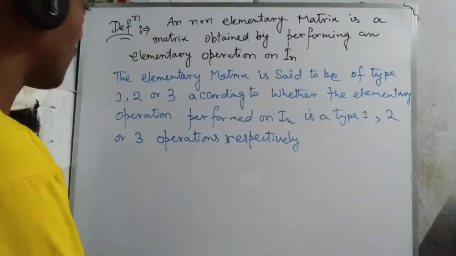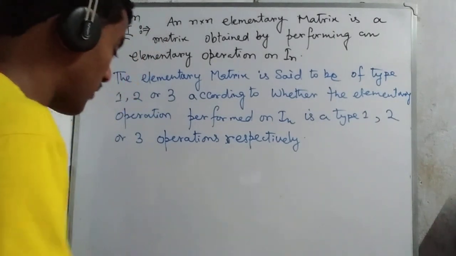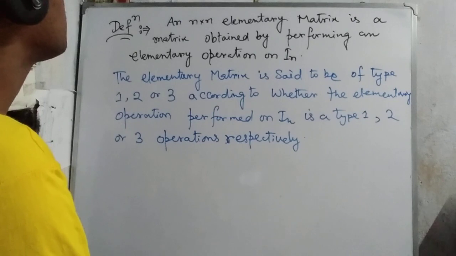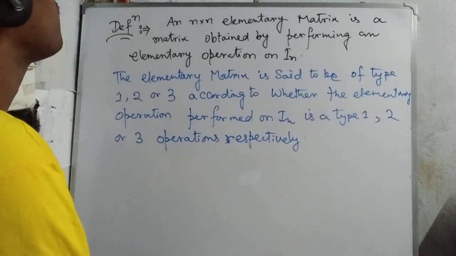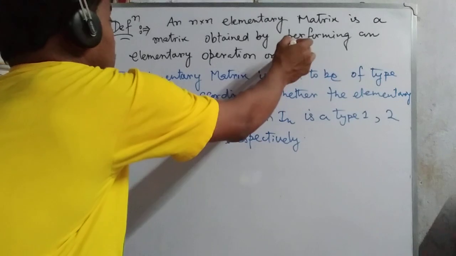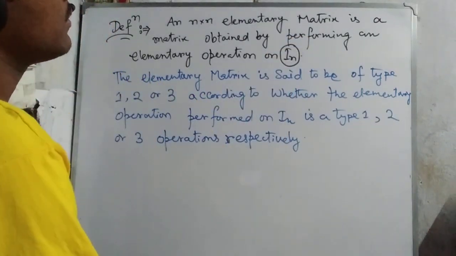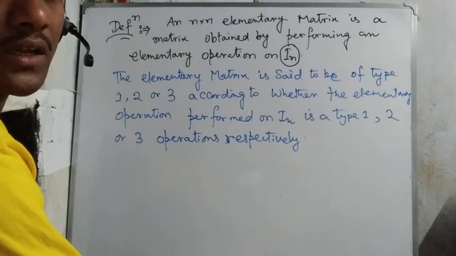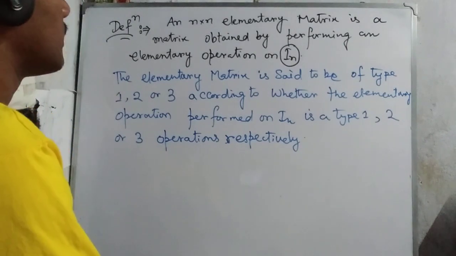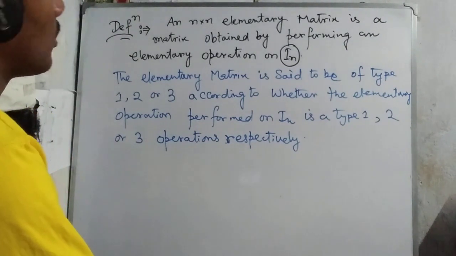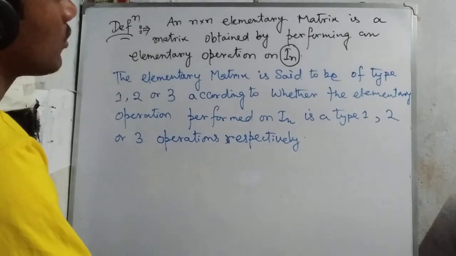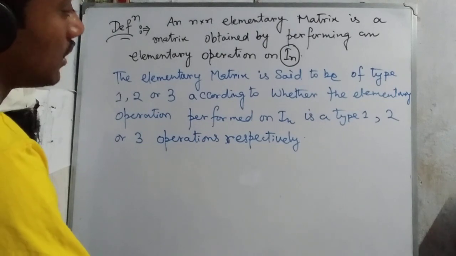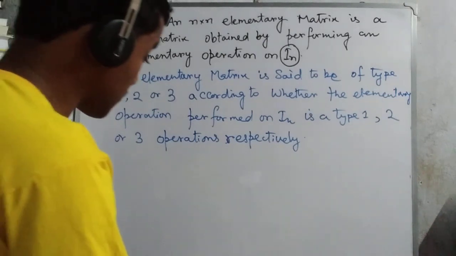So we also go on to discuss another way. That means we know what an elementary matrix is: a matrix obtained by performing an elementary operation on In. Then the elementary matrix is said to be of type 1, 2, 3 according to whether the elementary operation performed on In is a type 1, 2, 3 operation respectively.